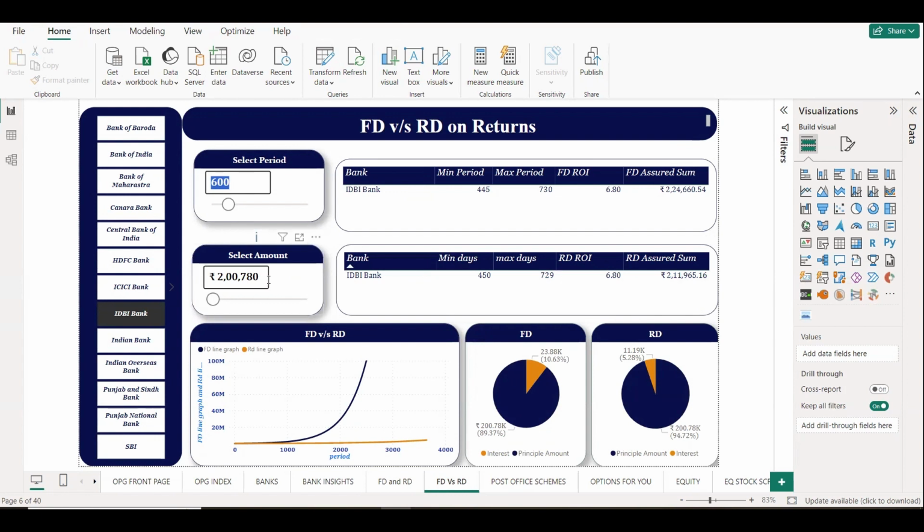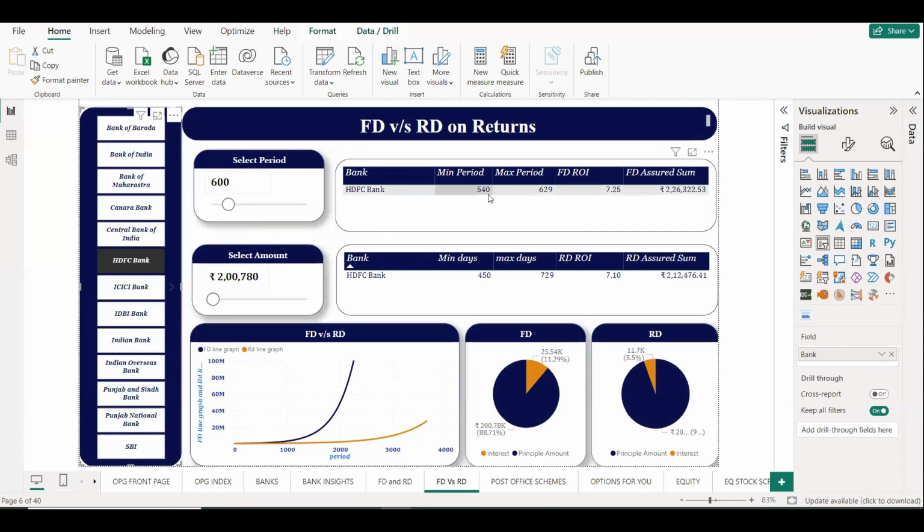So if I have almost 2 lakh with me and I am ready to invest it for a period of 600 days, I can select each bank here and compare what amount I will receive after 600 days for the 2 lakh rupees. So here I'm selecting another bank. For example, if I'm selecting HDFC Bank, you can see for investing between 540 and 629 days, I'll be able to generate a 7.25% return and receive a close figure of 2 lakh 26,000 rupees as my future value of that investment. So this is what that page does.